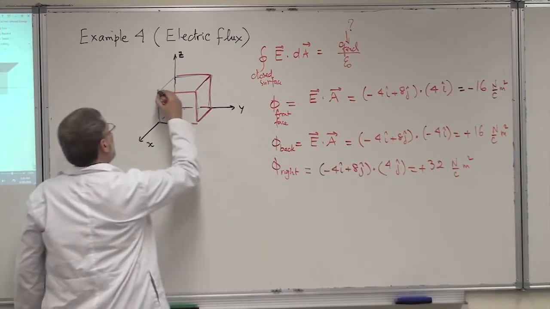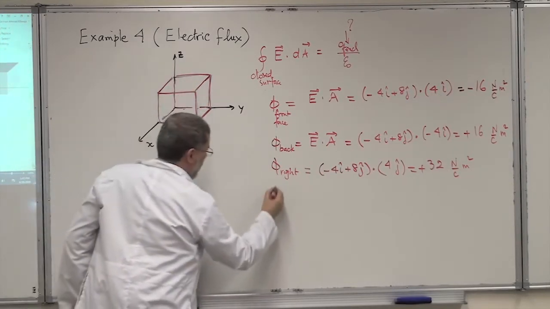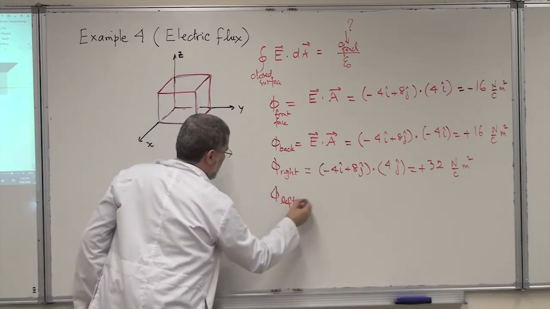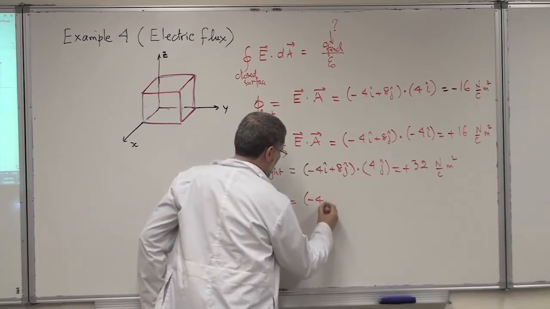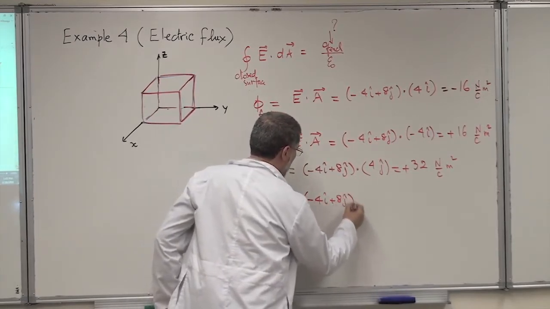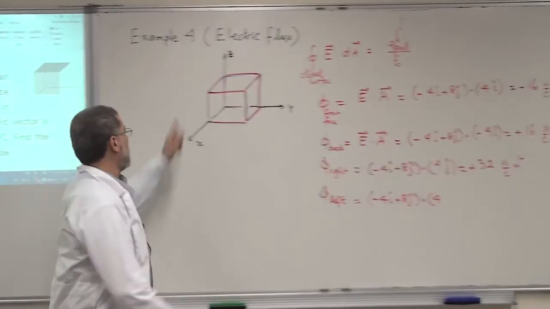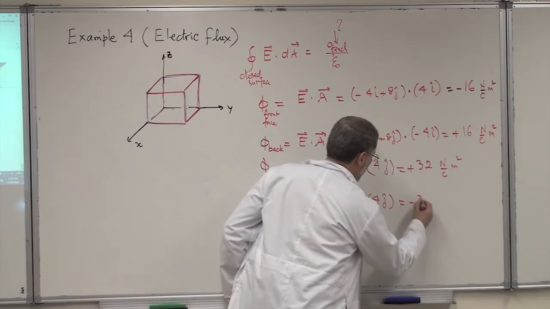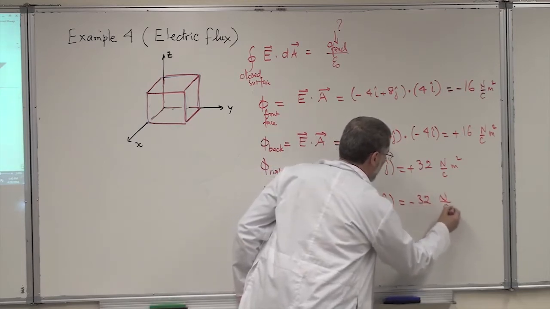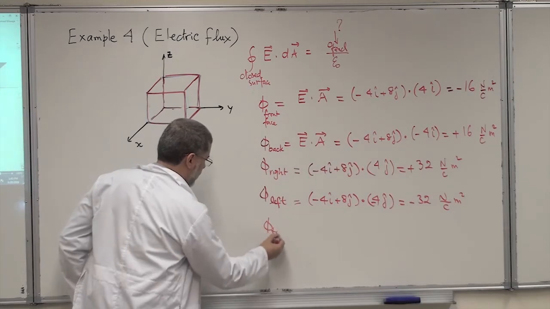Okay, now we go to the left face, phi left, and calculate that flux from there. The electric field again is the same, minus 4i plus 8j dot what? Dot 4 for the magnitude of the area, and it will be minus j here, okay? And this will give you minus 32 Newton per Coulomb meter square. How about the flux through the top face?